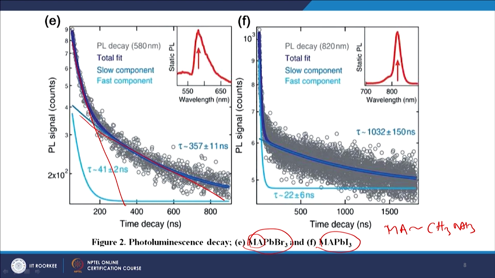If I take both the fast component and slow component with their corresponding weight percentage and calculate the total lifetime, it comes out as 357 plus minus 11 nanoseconds for the bromide based perovskite. Whereas, for the iodine based perovskite, it is 1032 plus minus 150 nanoseconds. That means the time scale over which the charge carrier relaxes is different in the iodine based perovskite in comparison to the bromine based perovskite.